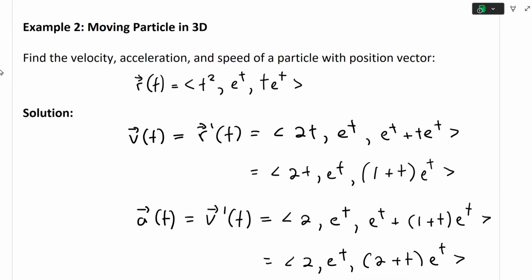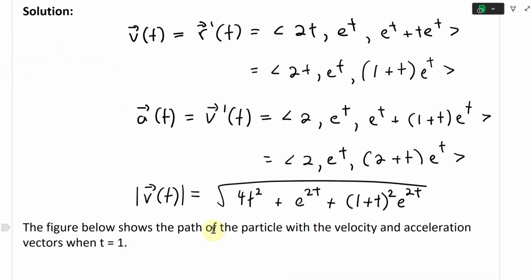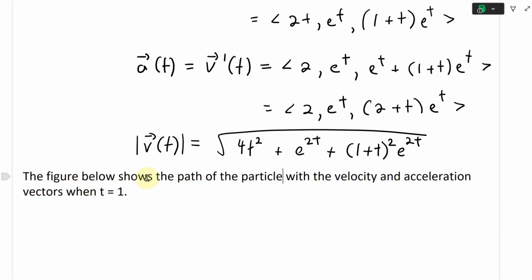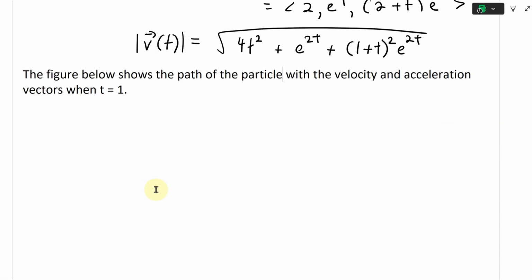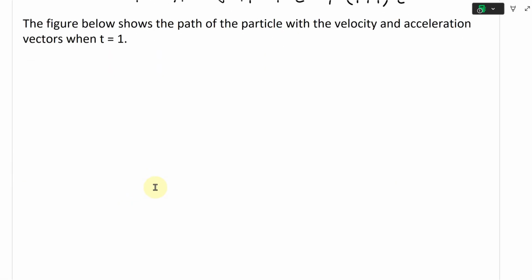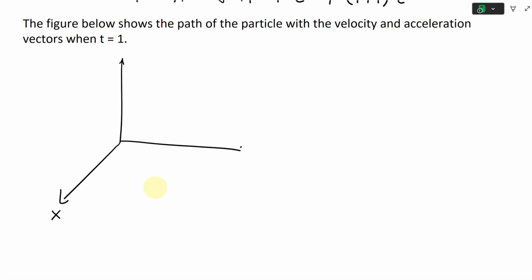Alright, so we're done with this question, but the calculus book keeps going further. So it draws the figure. The figure below shows the path of the particle with the velocity and acceleration vectors when t equals 1. So I'll try to draw this out manually, then I'll just take a screenshot from the calculus book, or just take the figure from it. So let's say this is going to be our x, this is going to be our y setup, I'll make the y like this actually, and there is our z.